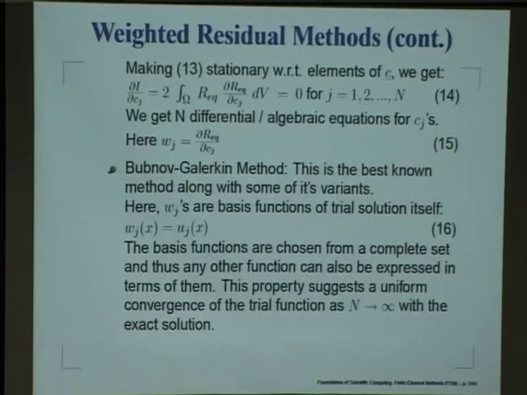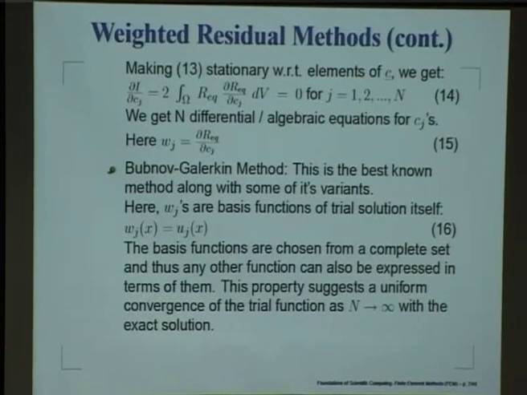Now, this is one way of doing it. One of the oldest and the classical method is due to Bubnov and Galerkin. This is one of the best known methods, and it has a few variants also. We will talk about them. In Bubnov-Galerkin method, you choose these weight functions as the basis functions themselves.